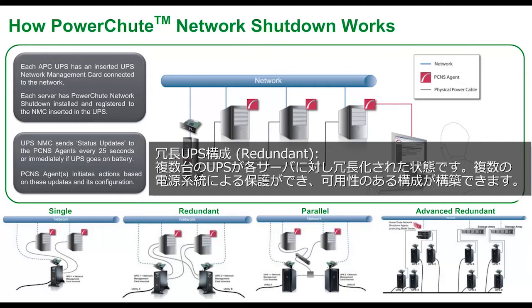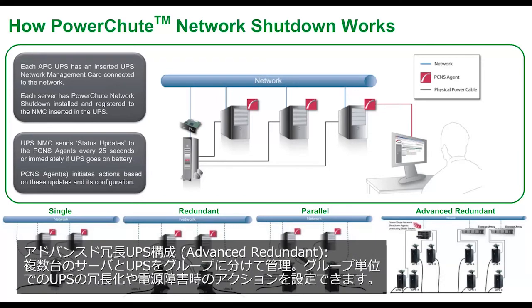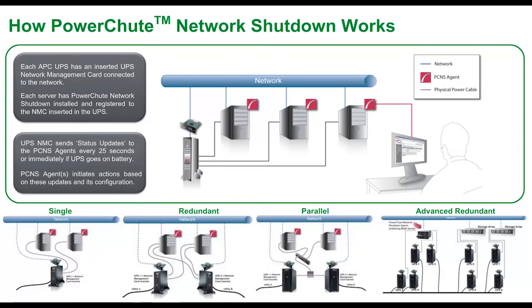Parallel UPS configuration: PowerChute Network Shutdown recognizes that the UPSs are set up in a parallel configuration and will monitor the changing load on the UPSs to manage how UPS events are aggregated depending on the level of redundancy in the system at any given time. Advanced UPS configuration: the advanced UPS configuration enables a single PowerChute Network Shutdown agent to monitor multiple UPS setups and initiate graceful shutdown based on different redundancy levels. Each UPS setup can be a single UPS or a UPS group of 2 or more UPSs.